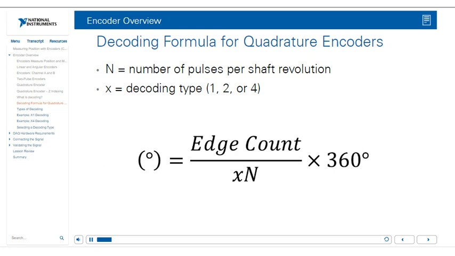Your software determines the angular position of your encoder through the formula shown. It takes your edge count and divides it by X multiplied by N. X is either 1, 2, or 4, depending on whether you're using X1, X2, or X4 encoding, and N is the number of pulses per shaft revolution of your encoder. This is a specification that is specific to the encoder.